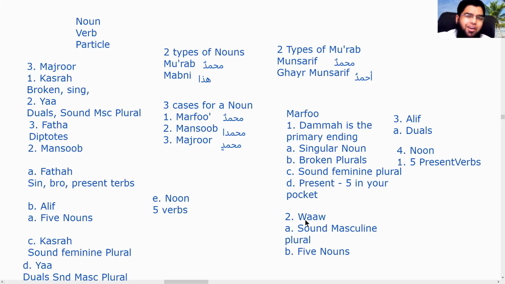It's just all the endings. There are signs of majzoom also, alamatul jazm, but it's specific for the verbs. There the noon drops. One is the noon drops, and the other is a sukun. I mean, it's only for the verbs. Jazm. Okay. This is the basic importance of mu'arab. This is all about mu'arab, right? Including munsarif and ghair munsarif also, like fatha, diptotes, including ghair munsarif also. Everything about mu'arab.